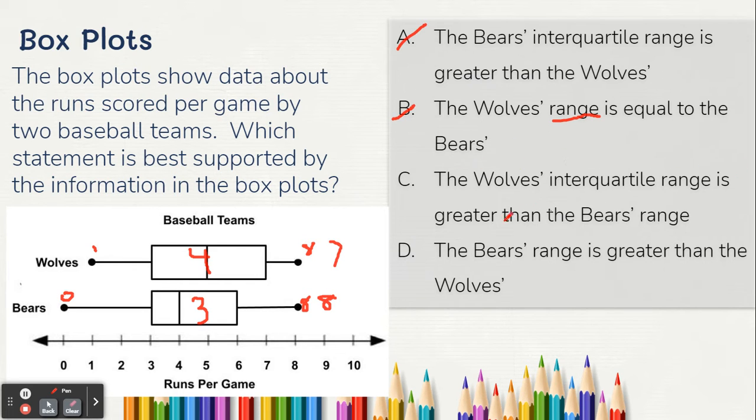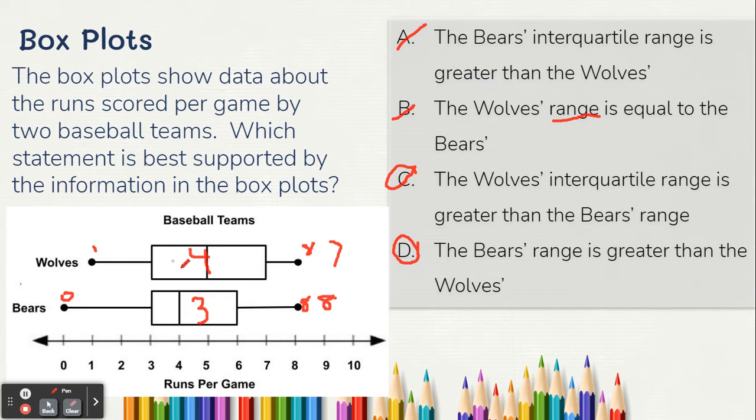The Wolves' interquartile range is greater than the Bears'. We already calculated that the Wolves' interquartile range is greater than the Bears'. 4 is bigger than 3, so it would be C. The Bears' range is greater than the Wolves' range. Now, those are both correct. These are both correct. Uh-oh.